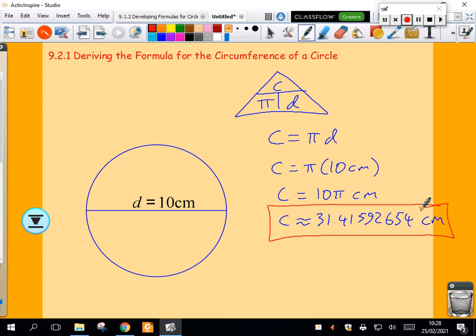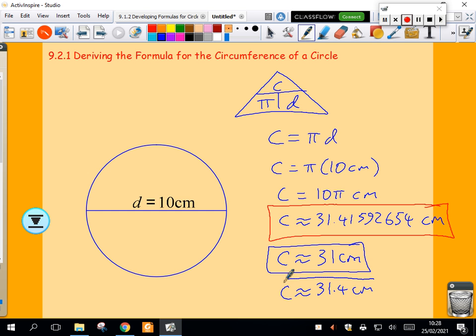Pi has infinitely many decimals. Those decimals never stop. We've rounded off here with our calculator. Okay, so that's an approximate value. If you were asked to round that to the nearest whole number, you would say the circumference is approximately 31 centimeters. If you were asked to round it to the first decimal place, you would say the circumference is approximately 31.4 centimeters. And we have the tools to round it off to 1, 2, 3, 4, 5, 6, 7, 8. Up to 8 decimal places we can round it off to. Anything beyond that, we don't really have the tools.